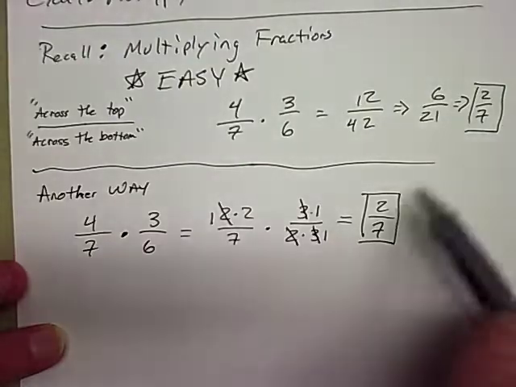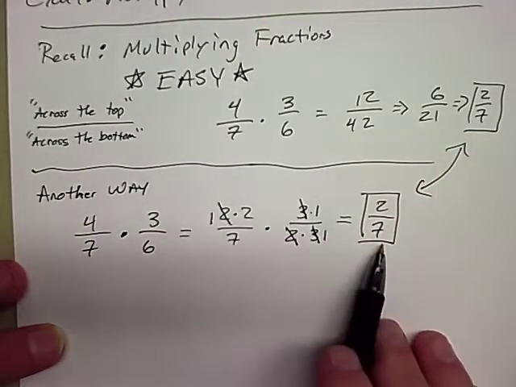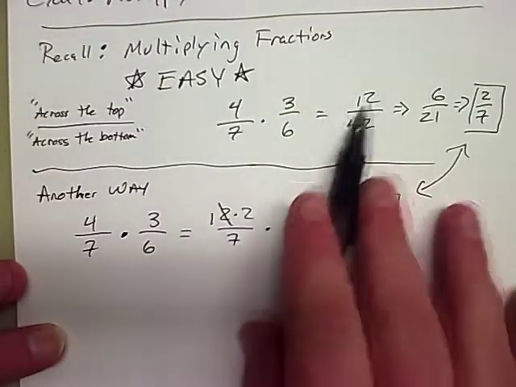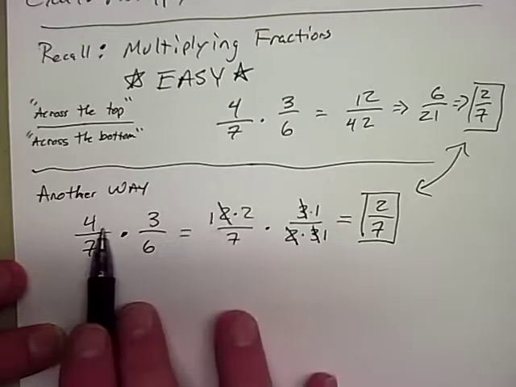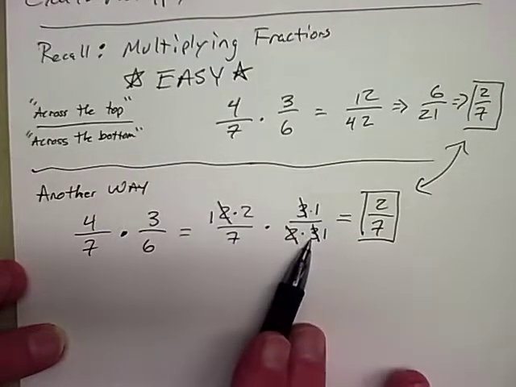Well, now look, we got the same answer, right? We got the exact same answer. Except I didn't have to use bigger numbers like 12 and 42. This time I took 4 and I broke it down. I took the 6 and broke it down, and I canceled where I could.